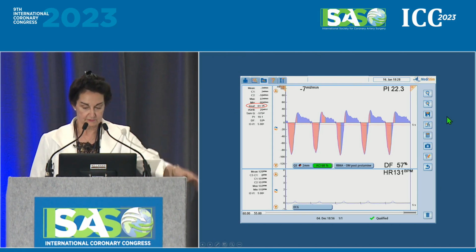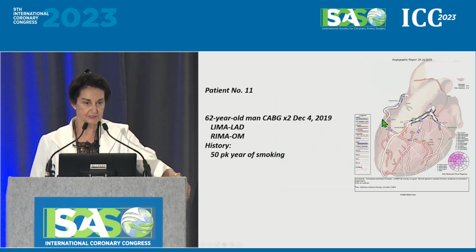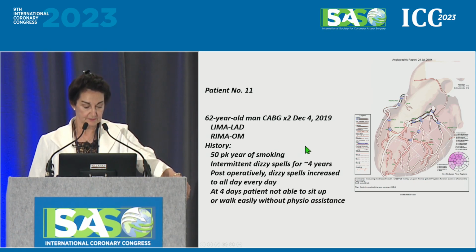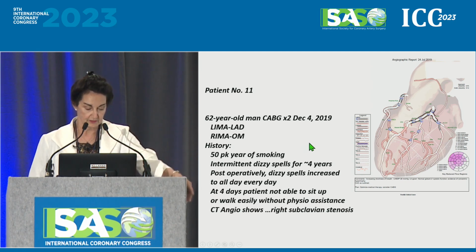It still didn't clue me in. So this is the history I did not give you. 62-year-old man, history of smoking, intermittent dizzy spells for the previous 4 years. Post-operatively, the dizzy spells increased to every day. And at 4 days, he was not able to sit up or walk easily without physio assistance, and the bell light went on in my head.